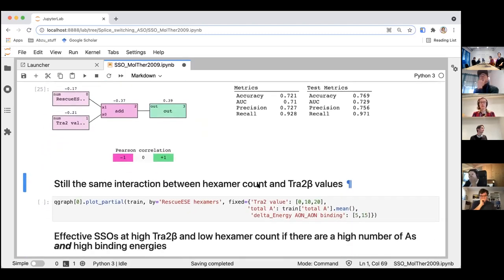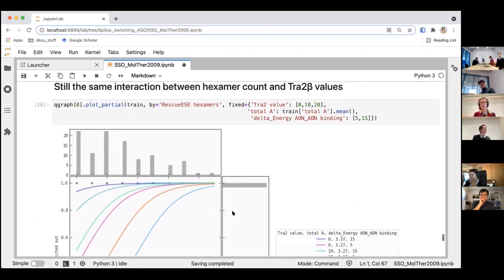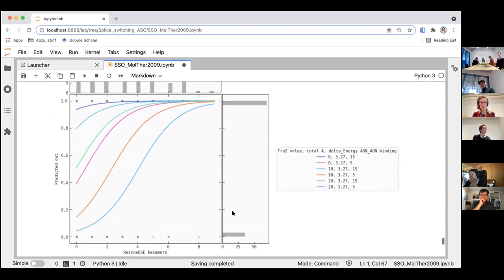So do we still see the same interaction? We had this, that if we had a high hexamer count, the SSOs would be predicted to be effective. And if we had high TRA2 values, they would be ineffective. We should still be able to see that. And luckily enough, we do. So high numbers of hexamers give you an effective compound. And if you look at the TRA2 values, so the low numbers, that's the blue and purple, pink, magenta, these two lines.